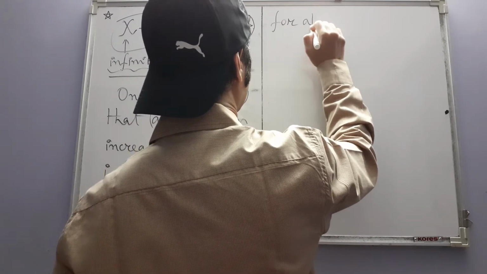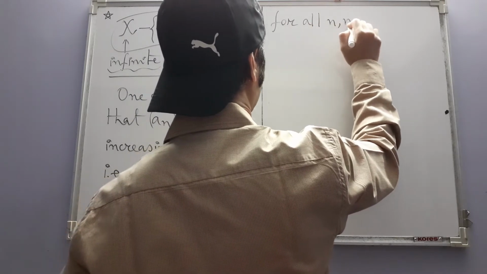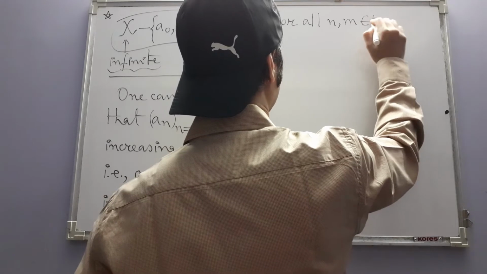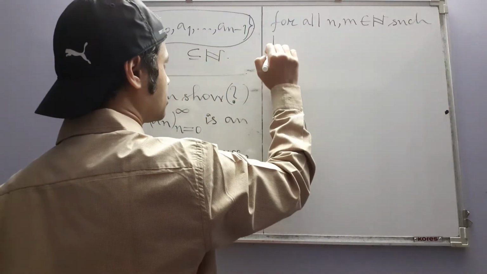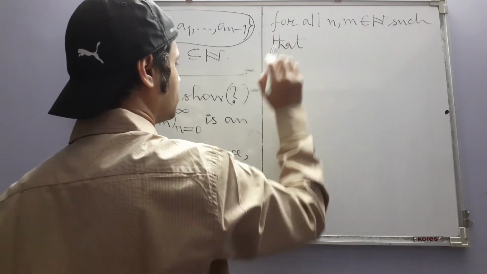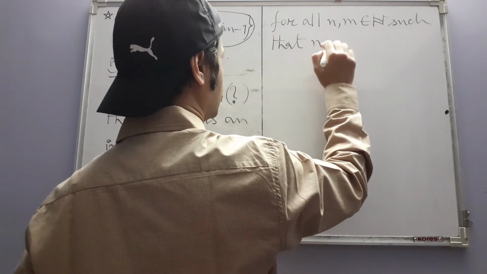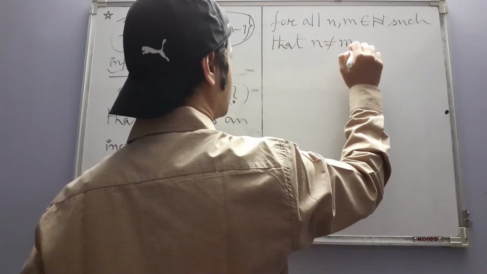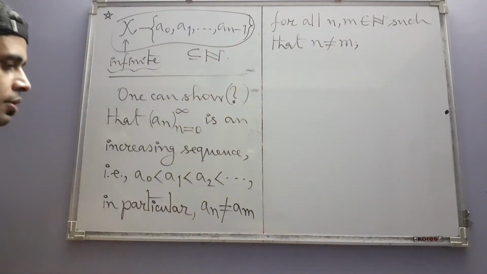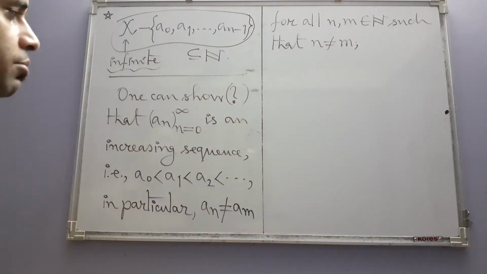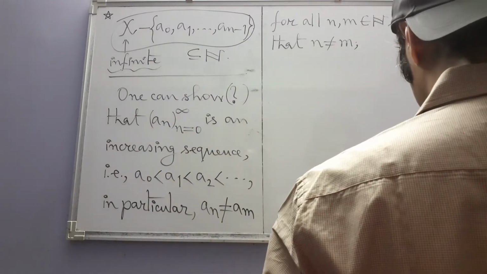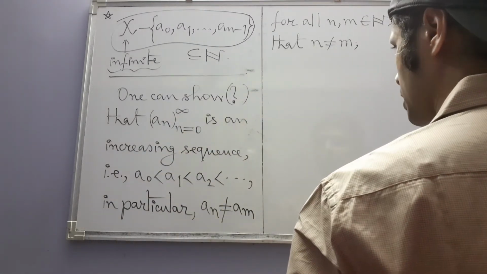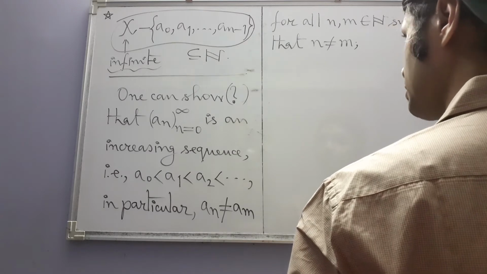For all n and m belonging to the set of natural numbers such that n and m are different. And furthermore, there is one more fact, that these an's in fact all actually are elements of the set X itself.